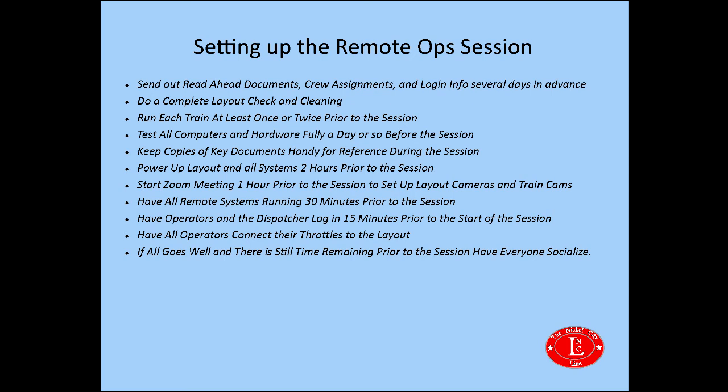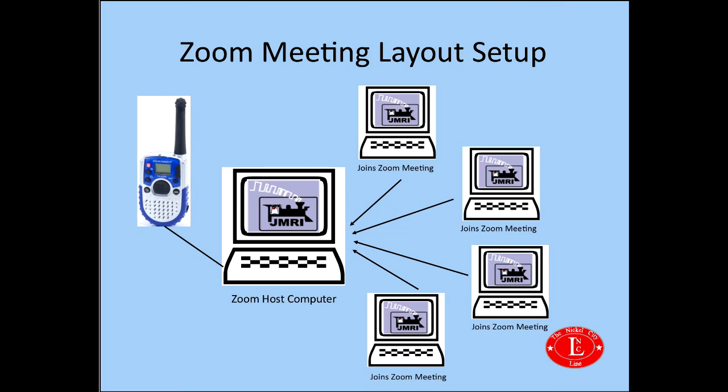I power up the layout and all systems approximately 2 hours prior to the session. I start the Zoom meeting 1 hour prior and set up all the layout cameras and train cams. One computer serves as the Zoom host. The other computers simply join the meeting. The host computer also provides the connection between the two-way FRS radio and the audio for the Zoom meeting.